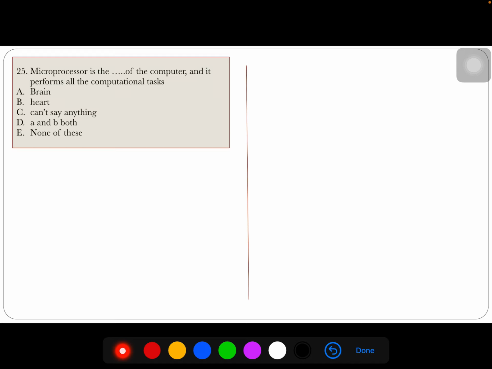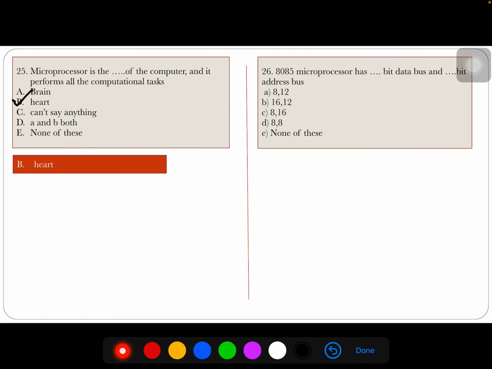So what is the main part of that system? On the monitor, you just see the output. From the keyboard, you just enter the input. But the main part is the CPU. CPU is the central processing unit where all the functions are performed or processed. Basically, it is the main part of your computer system, and that is what the microprocessor is. CPU is the microprocessor only. So it is the main part of the computer, and in the same manner as the heart is the main part of the body, it is said to be the heart of the computer. So the correct option is B, heart. Next question.